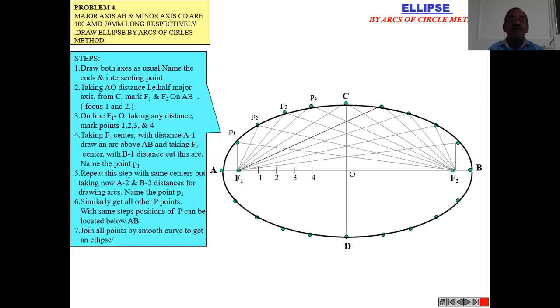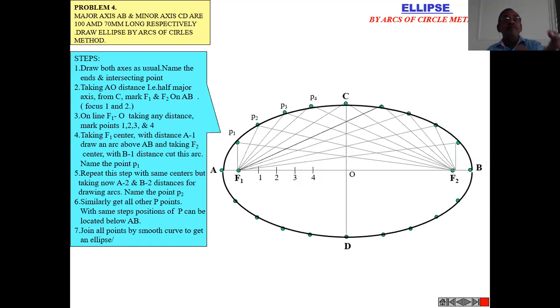Initially draw with a light line. All the other construction lines, keep them light in order that the ellipse is glaringly visible out of the cluster of lines, right? So this is how we go about it.